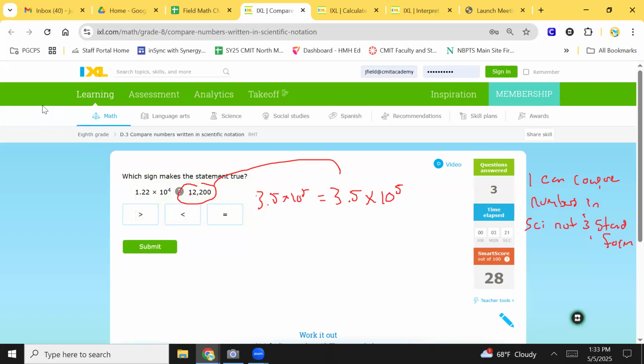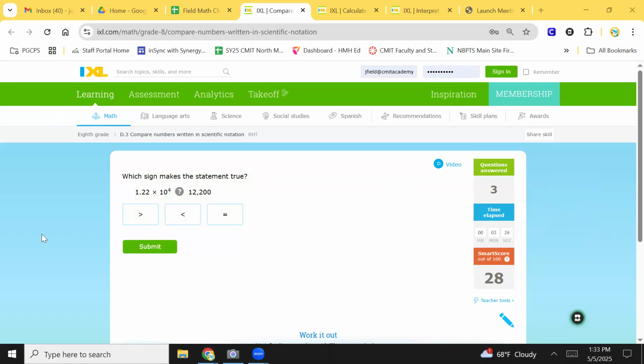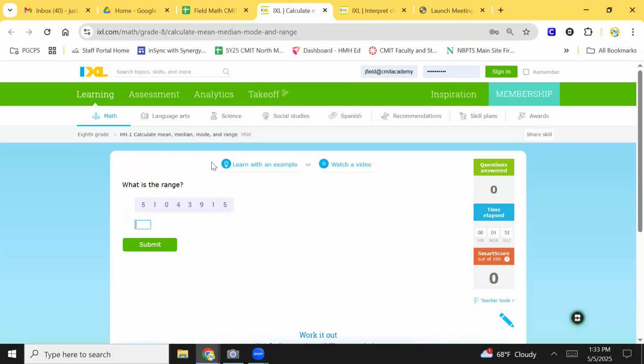Okay, so how do you do this? You convert them to be the same form, and then you make your determination. Which one's bigger, or are they the same?